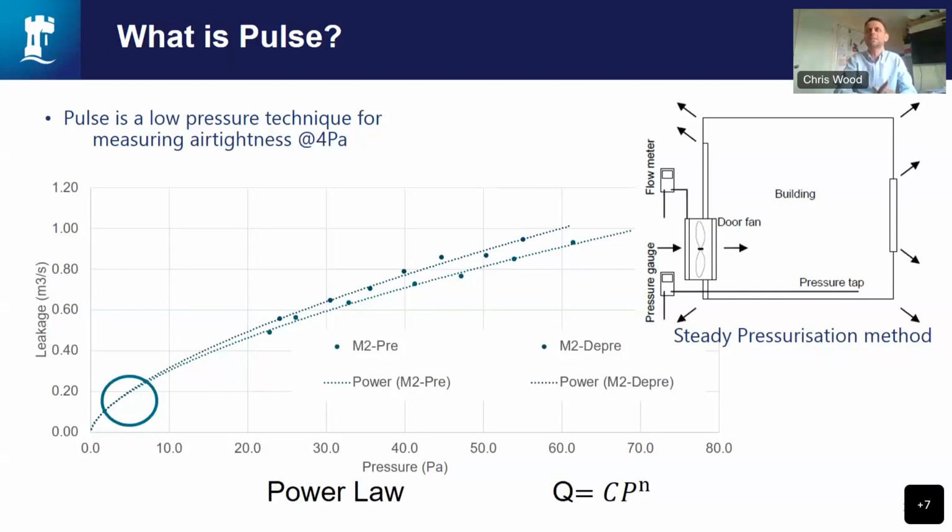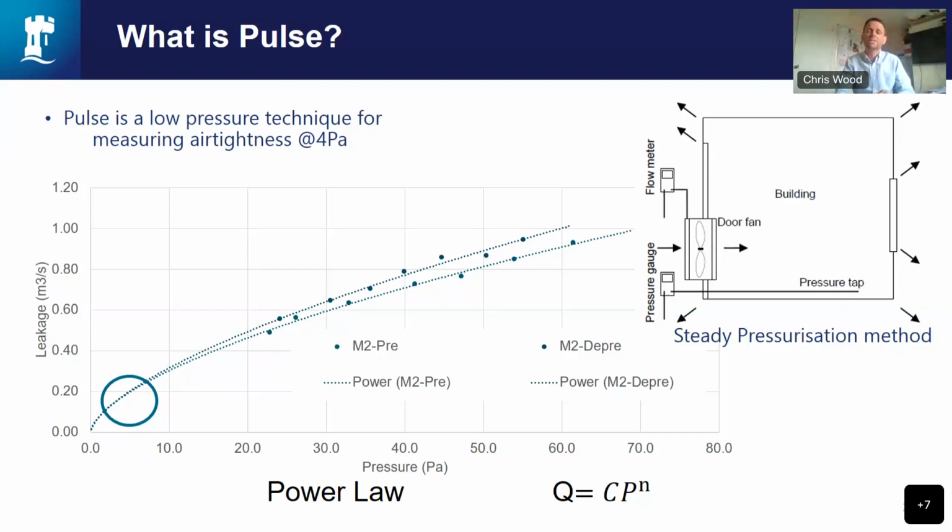So, what is pulse? I think we'll start off by reflecting on the steady pressurization method, otherwise known as the blower door technique. Many of you will be familiar with this relationship of leakage and pressure: the power law relating pressure to some flow coefficient multiplied by the pressure raised to the power of the exponent. With the blower door, we're at higher pressures, typically taking measurements between 10 and 60 or 70 pascals, pressurization and depressurization, to get beyond the vagaries of wind and buoyancy.